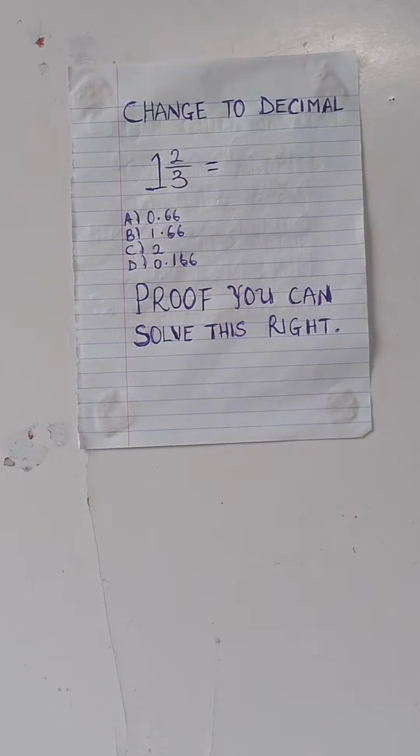Winslow said 2 all over 3 is equal to A. Where did you see 2 all over 3 is equal to A over 10?